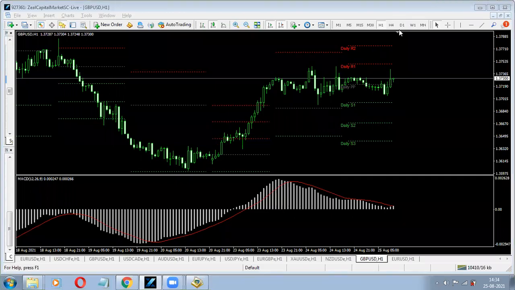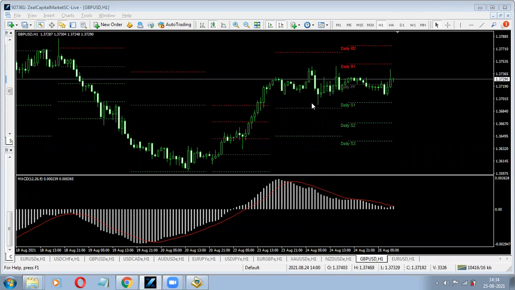Hello, traders. Today I'm going to talk about pivot points. I believe you guys are already aware of these pivot points. If not, you can search on Google. So what are pivot points actually?